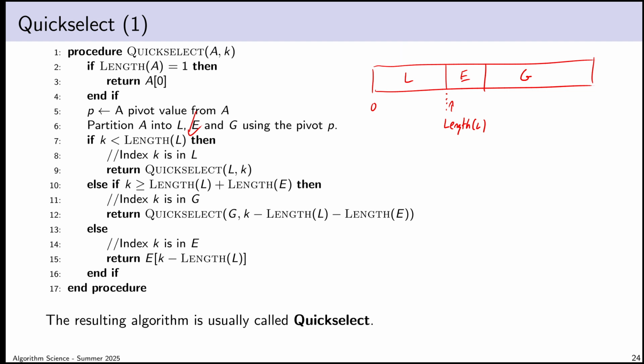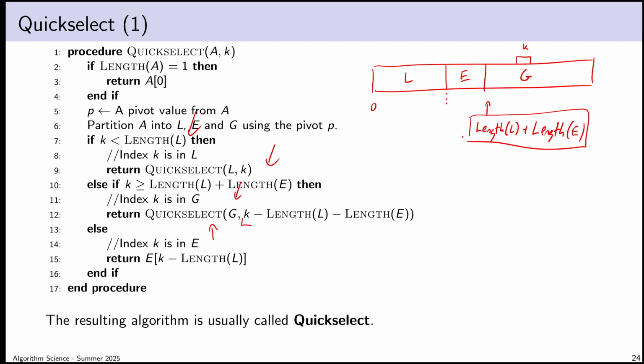Okay, the next case is, suppose that I'm sitting inside of G. So suppose k ends up inside of G. Well, the first index of G is the index 1 past E. So that would actually be length of L plus length of E. And that means that if k is greater than or equal to that value, then k is in G. Now in this case I have to adjust my index. Index 0 of G is this index of the big array. So to adjust my index, I'm going to call Quickselect recursively on G, and I'm going to ask for the thing at index k minus length L minus length E.